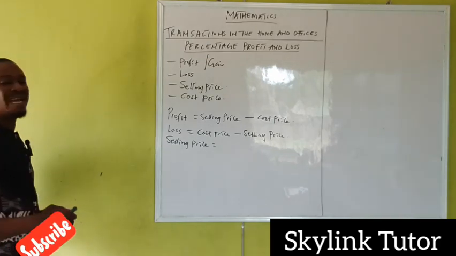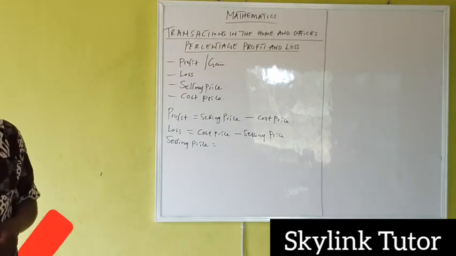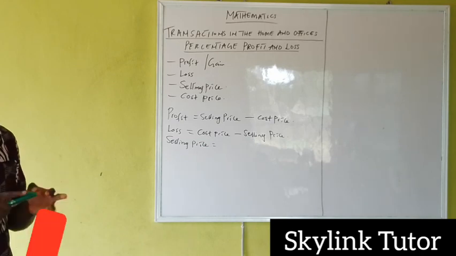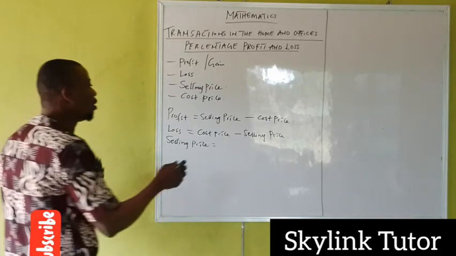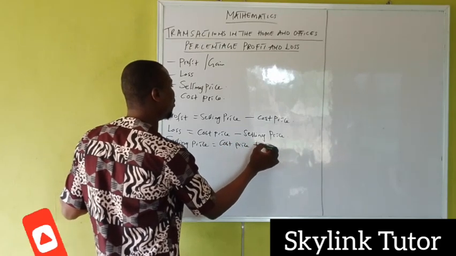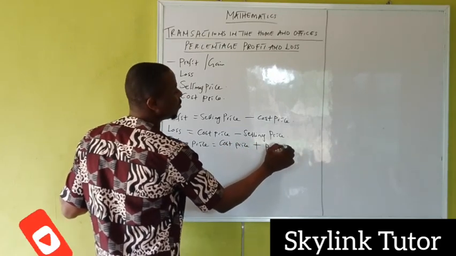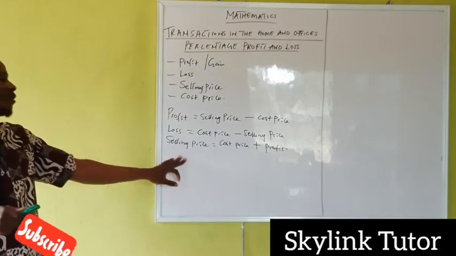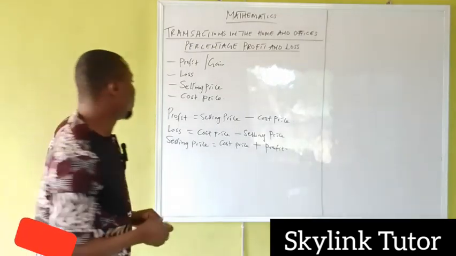For you to look for selling price, the amount that you have sold something comprises of two things: the cost price and the profit that you make. You are now going to say cost price plus profit. That is when you want to get your selling price.